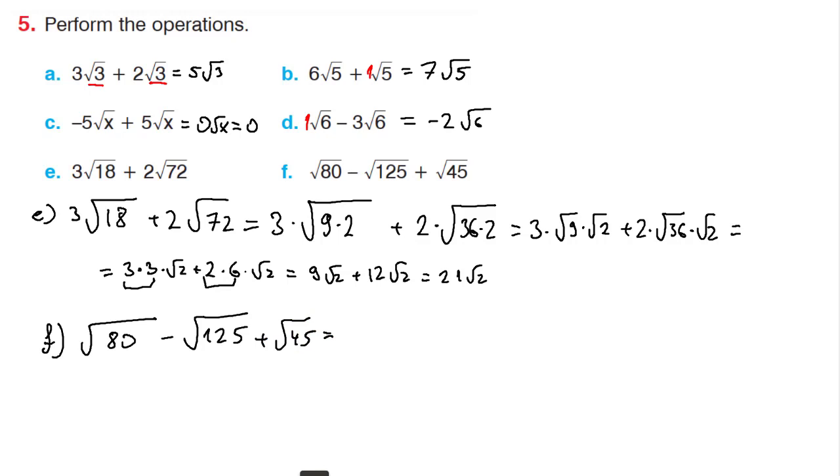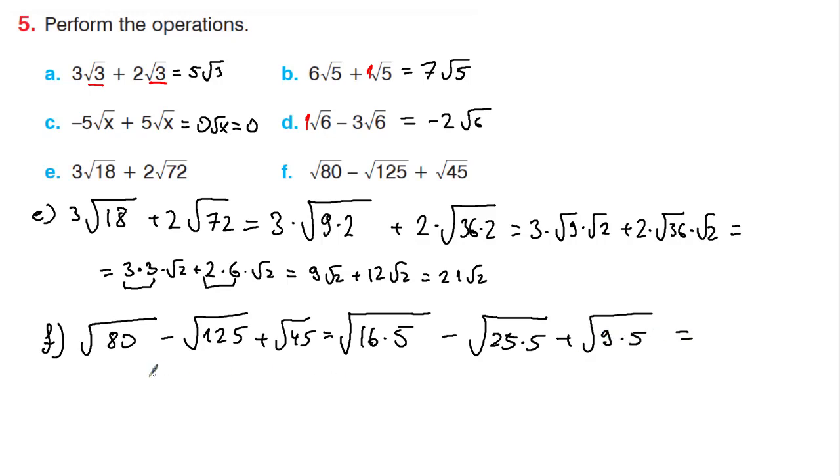All right. Again, can we write this number 80 as a product of a square number times another number? All right, let's try. We can write it as 16 times 5 minus 125 is 25 times 5, and 45 is actually 9 times 5. All right. Sometimes it may take some tries to figure out which numbers are these, but anyways, it's easy.